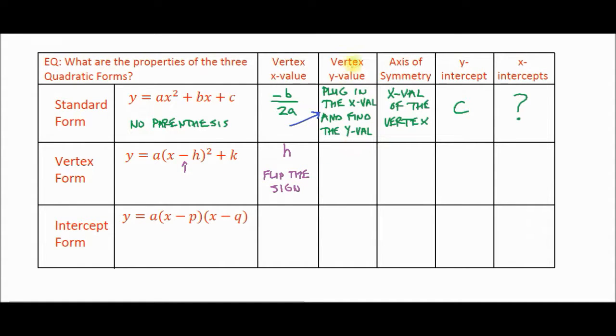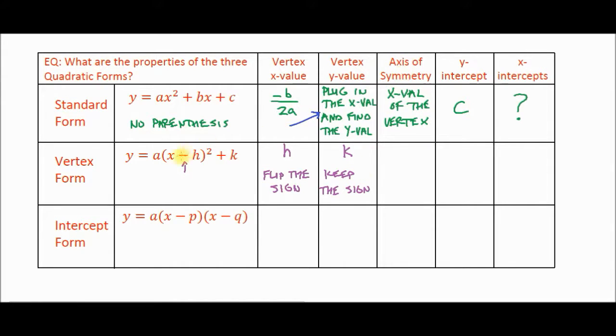Now, the y value of the vertex is just found in the letter k. And this one you keep the sign, and the reason is because look at the equation. The equation has plus k there. That means if the equation had plus 4, k would be 4. If the equation said minus 4, k would be minus 4. So for k, you keep the sign.